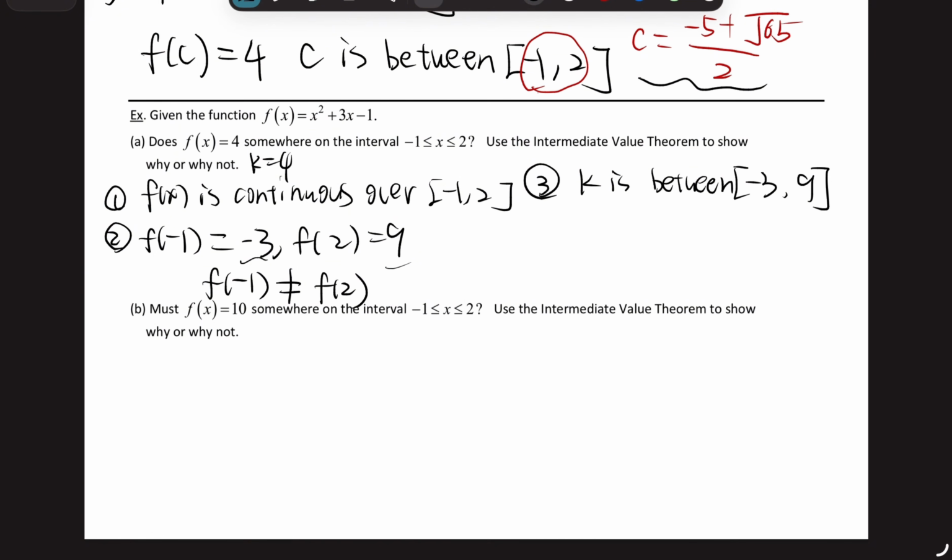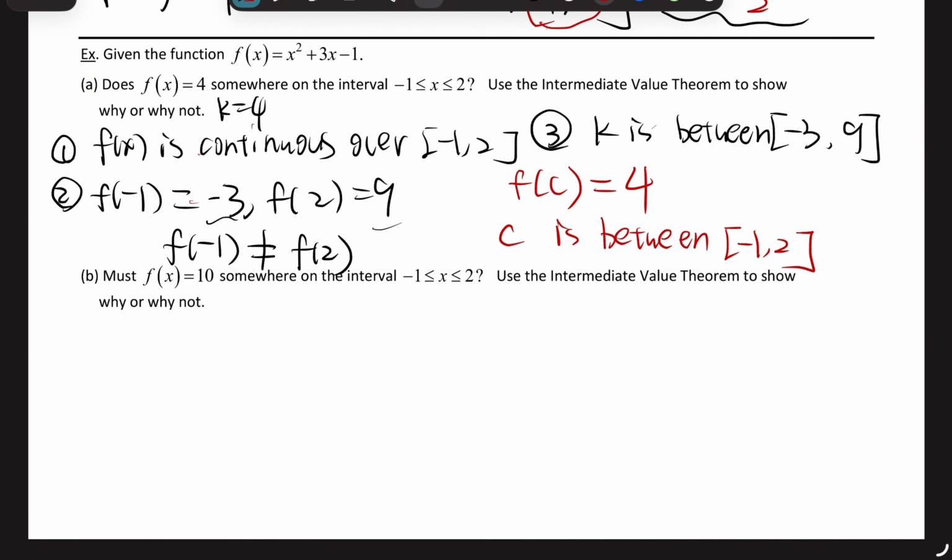So we can make a conclusion that there's a specific value of c that equals 4, and c is between -1 and 2. Based on these 3 conclusions, we can say IVT holds. Therefore, there must be a specific value of c that's in between this interval.